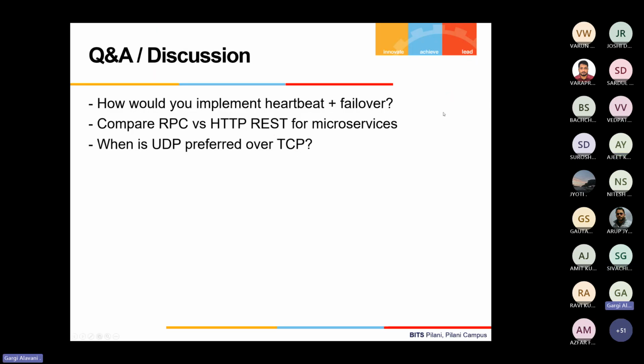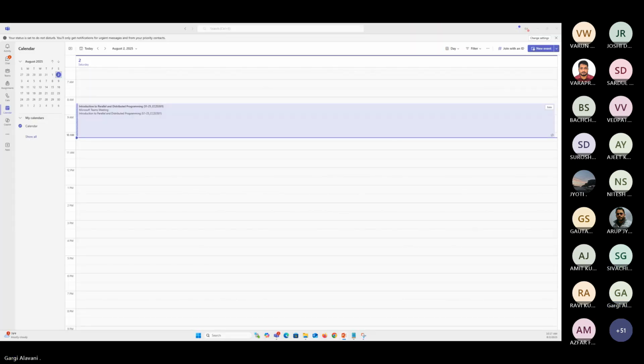Any other doubts? Ma'am, do we need to think in terms of programming, or directly how we can implement heartbeat and those kinds of things? Or as a system design, what do we have to think about? No, as a system design, I want you all to think about it, not programming. Okay, thanks.